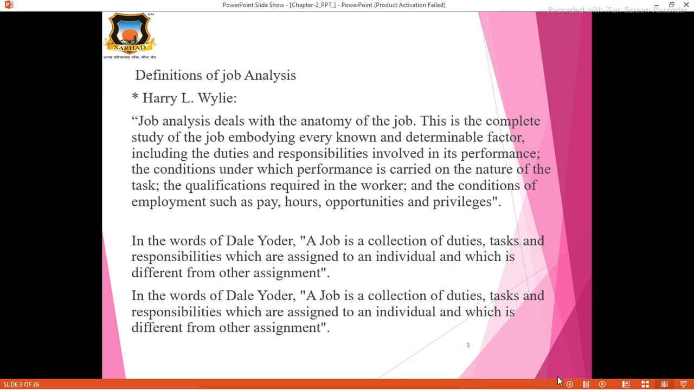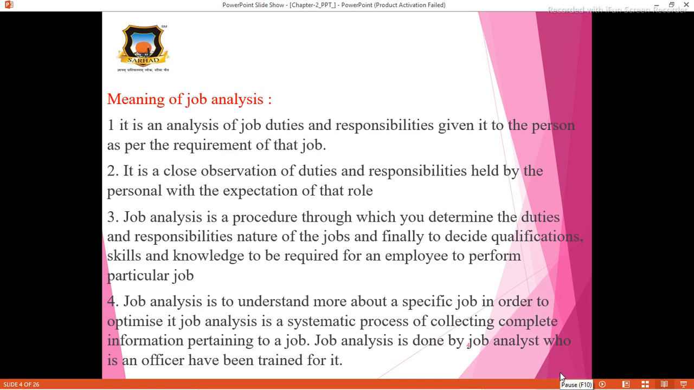Another definition is, a job is a collection of duties, tasks and responsibilities which are assigned to an individual and which is different from other assignments. So let us discuss the meaning of job analysis.